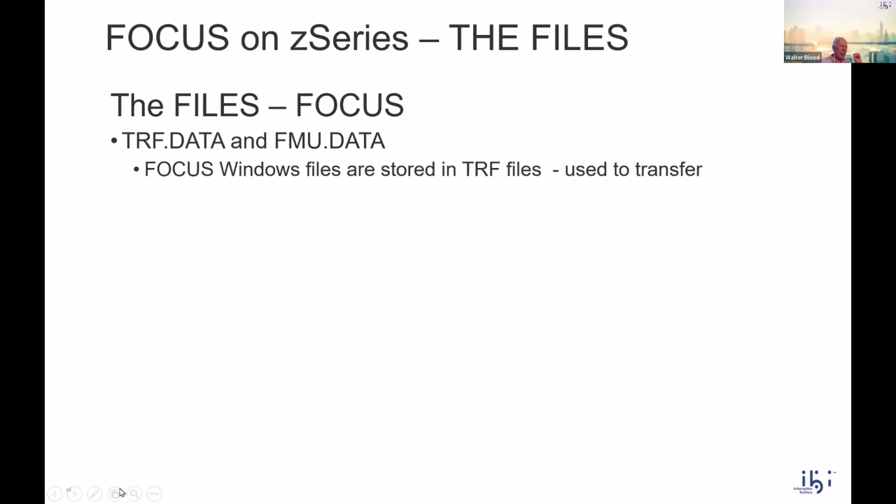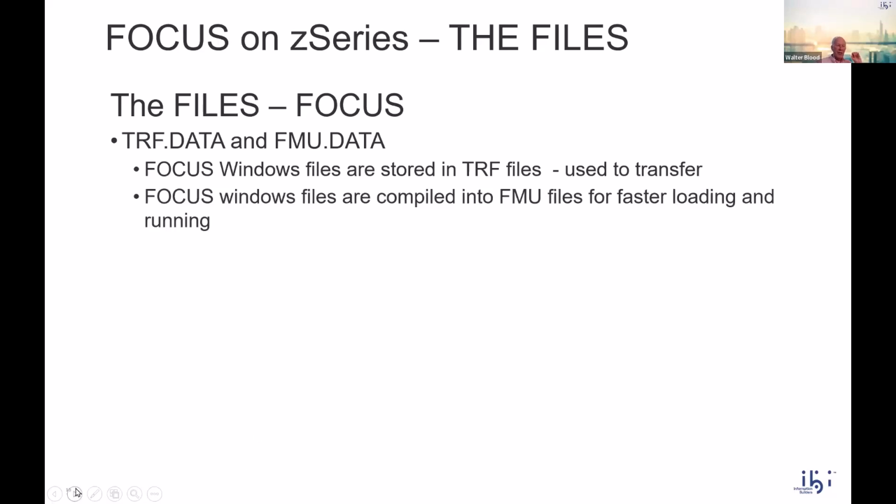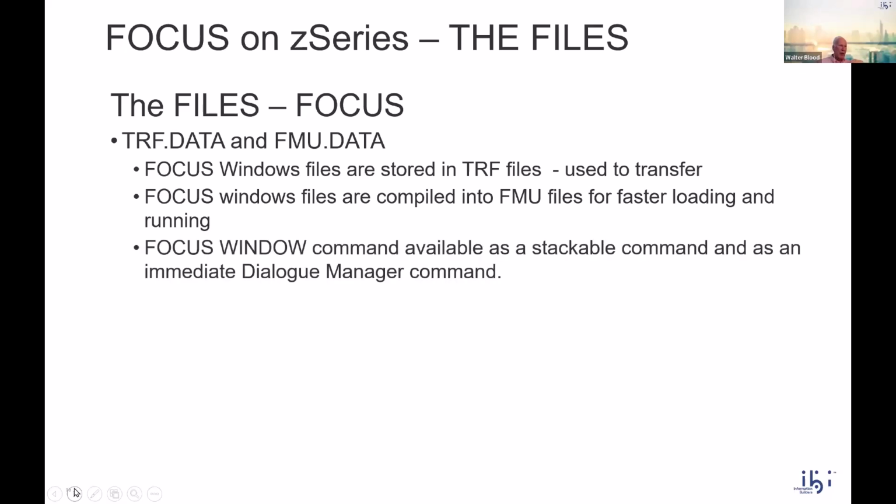Or FMU.data files that you'll see out on the system if you've got them. FMU files, the TRF files are pure alpha. They're used for transfer. They can be compiled into an FMU file for faster loading and running.